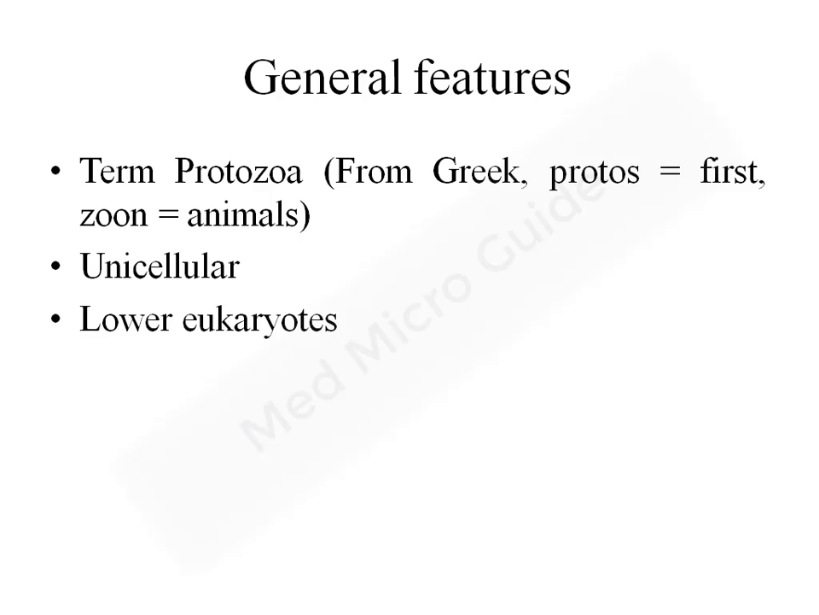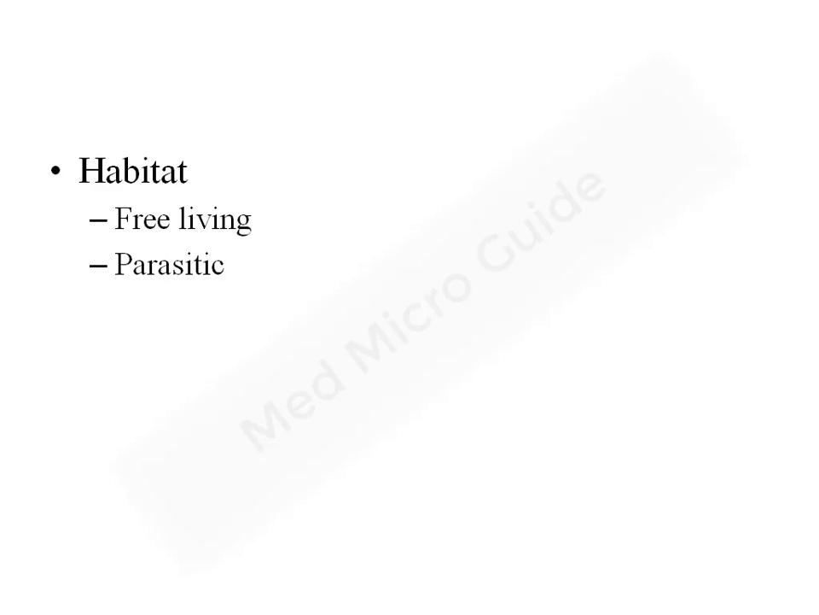Protozoans are unicellular microscopic organisms. They are eukaryotic organisms but of lower order. They are either free living, that is, they are inhabiting freshwater, saltwater, or damp places. They may be parasitic, that is, they are living as ecto or endoparasites in animals and human beings.